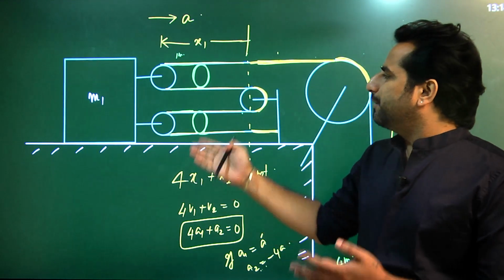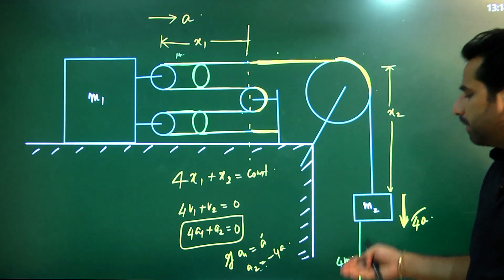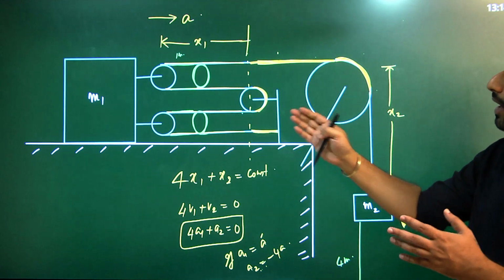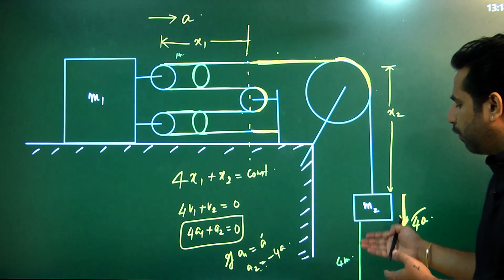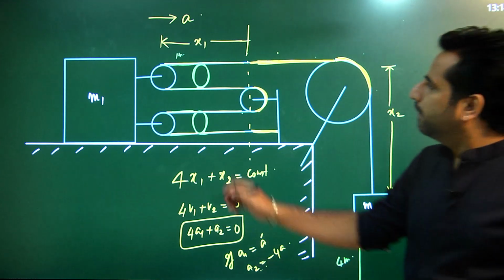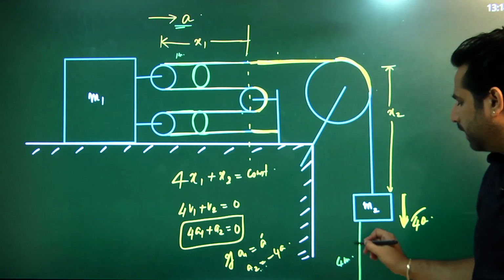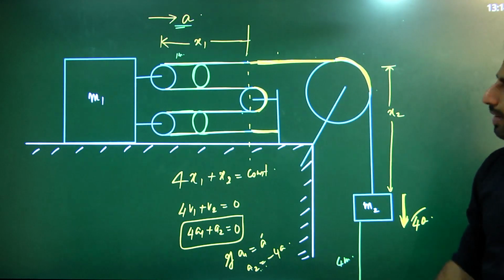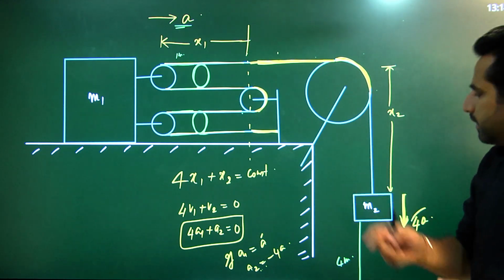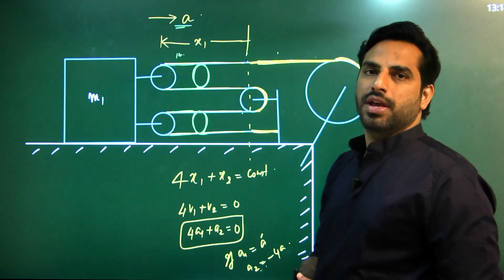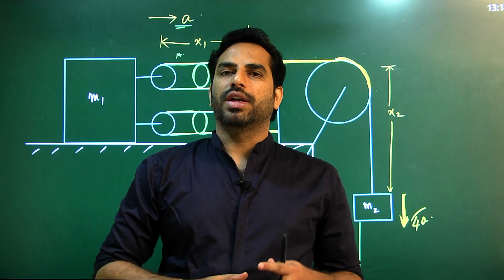So it is so obvious that if m1 moves towards right by 1 meter, m2 is coming down by 4 meters. Or if the velocity of m1 is 1 meter per second, then the velocity of m2 would be 4 meters per second downwards. Or if the acceleration of m1 is a towards right, then acceleration of m2 would be 4a downwards. So even by this general logic, you can understand the relation between acceleration of m1 and m2. So this is the simple concept of constraint equations when you are working with pulleys.